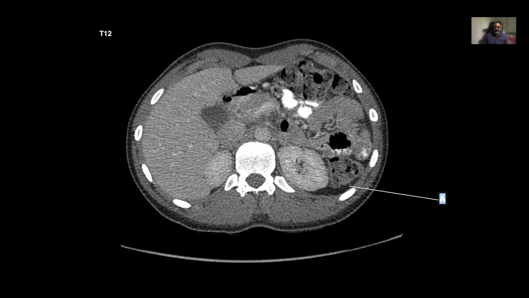Ascending is on this side. That's the descending colon, and there's no splenic flexure here. The spleen is a bit superior, so you can't see the spleen. So that's the kidney.